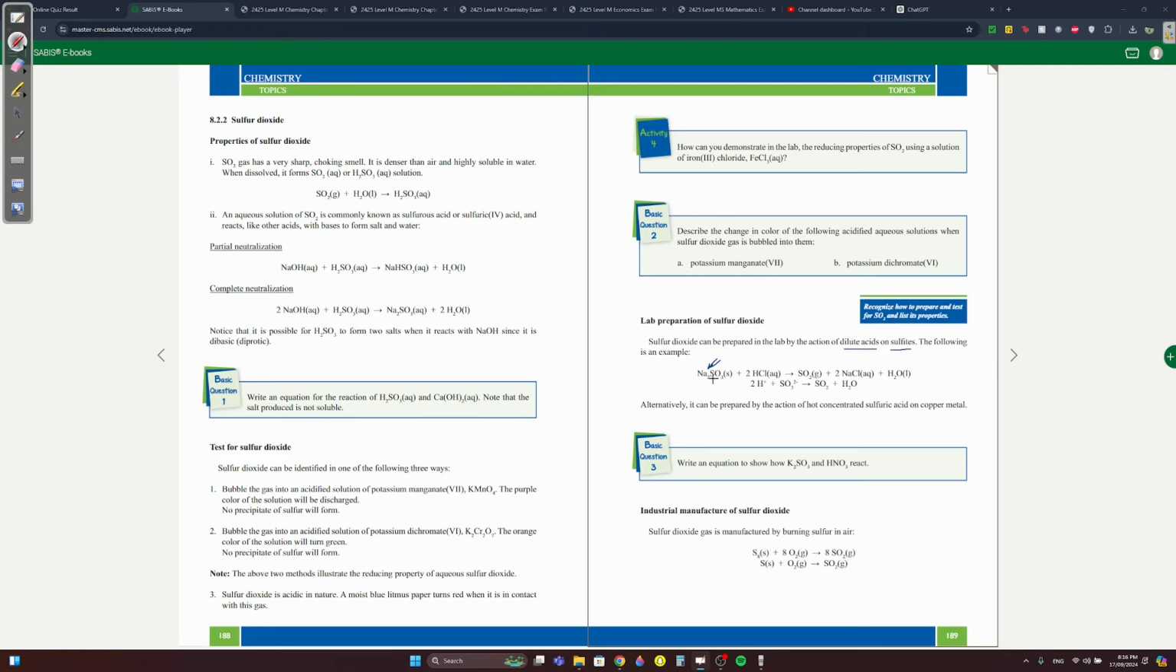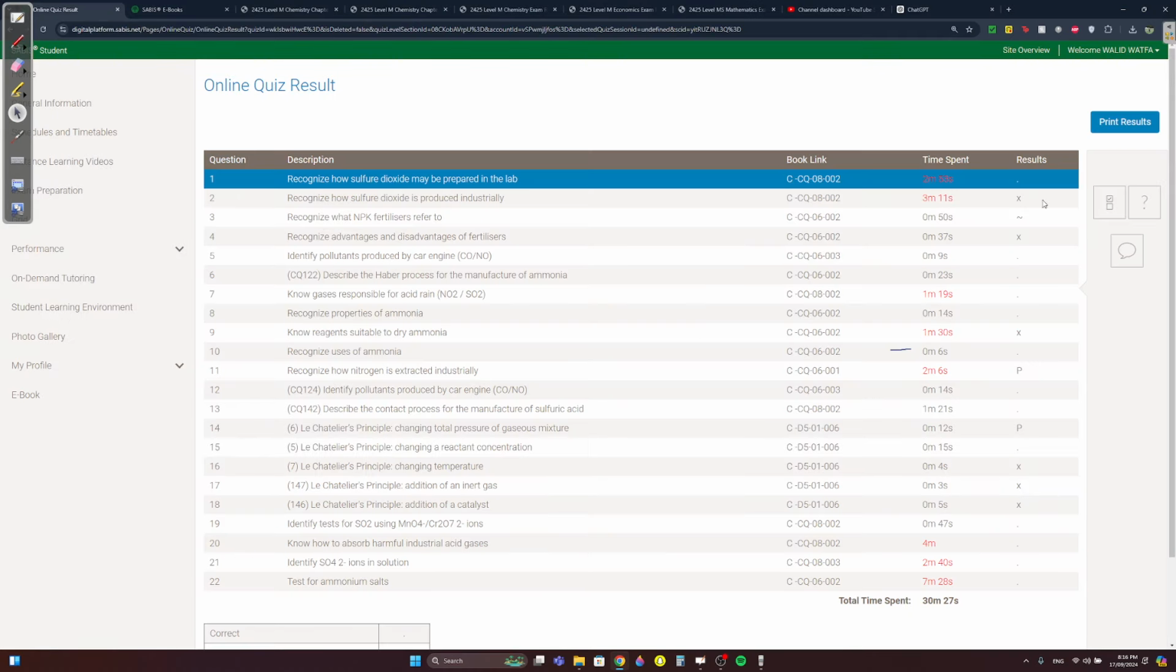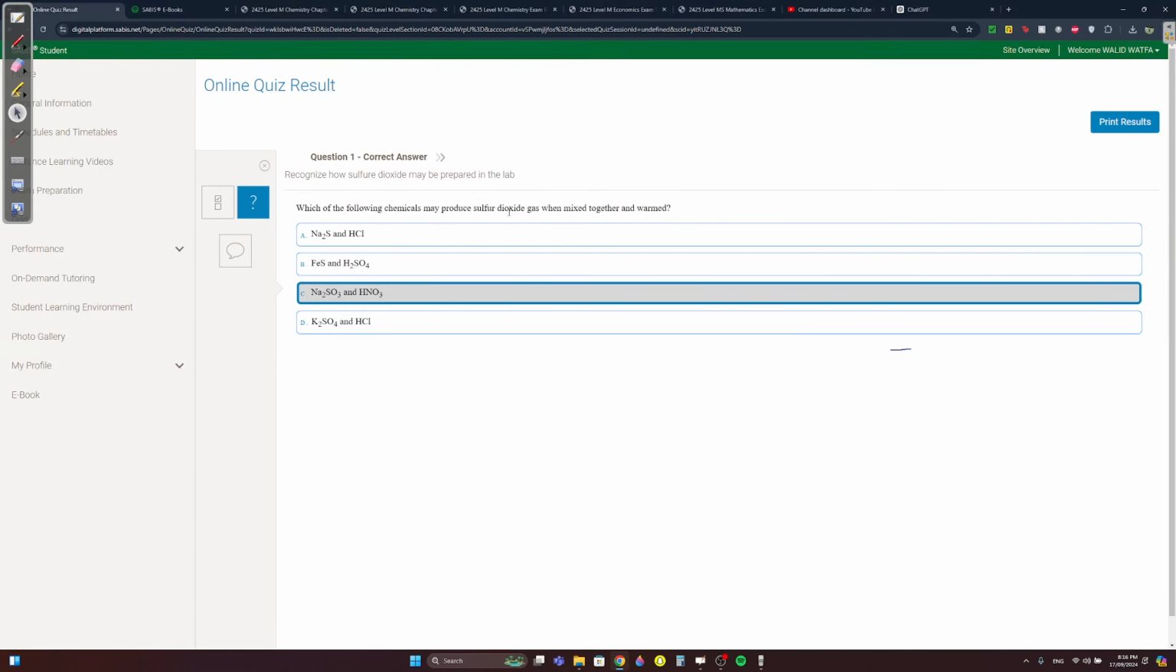Any compound that has a metal with sulfur is a sulfide. You just mix a sulfite with an acid, and that's how you prepare it, and you get SO2, sulfur dioxide, at the end. So that's when you mix a sulfite with an acid.